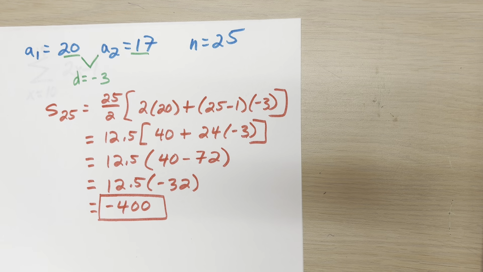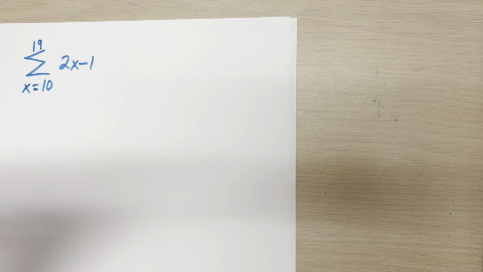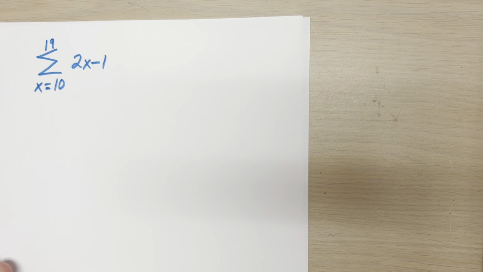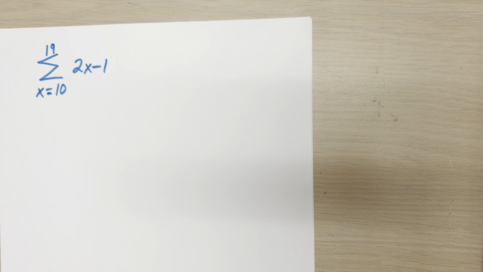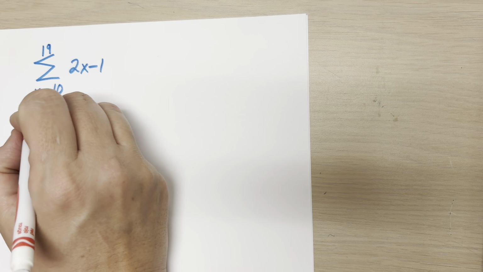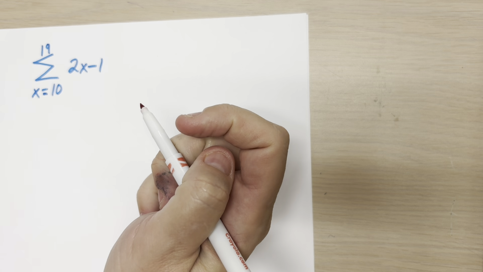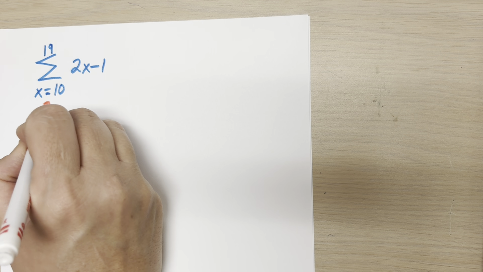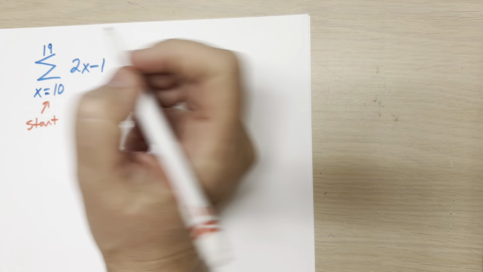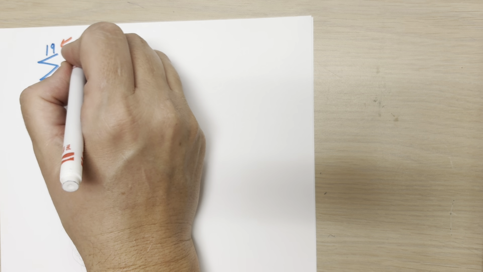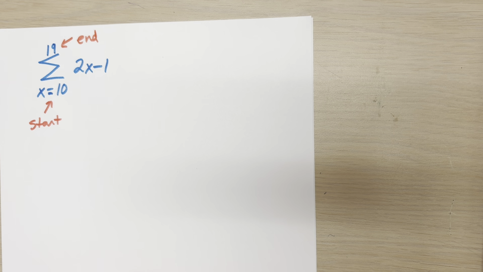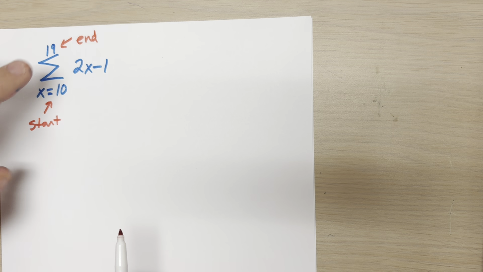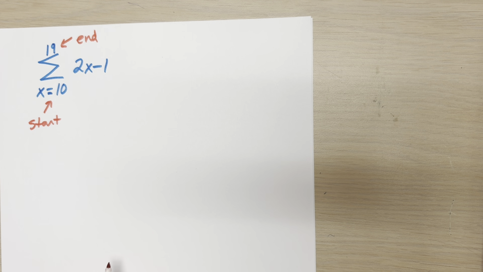All right, I saved the best for last. Here is one of our sigma problems, and this is a weird one, so get ready for it. When you have a sigma notation, that just means summation. I have x equals 10, that's your start point. The 19 up here, that's going to be what you end with, or your stop point. So we're going to have to use those values with this equation to get the actual values in the sequence.